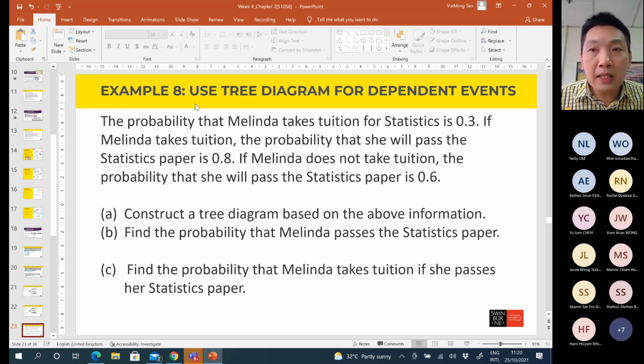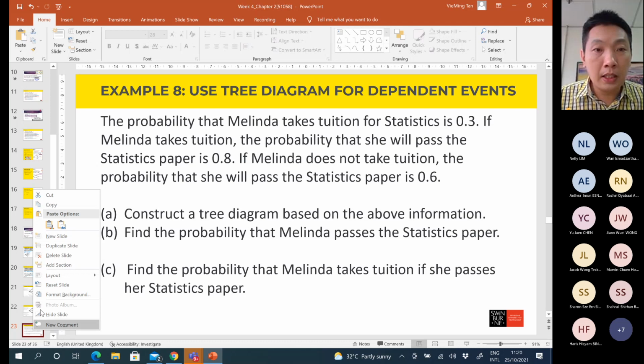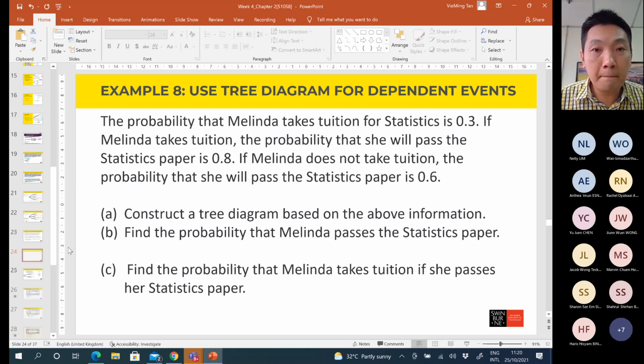The probability that Melinda takes tuition for statistics is 0.3. Okay, what's the meaning of this sentence? That means the chance for Melinda to attend statistics tuition is 0.3. So that means the chance for Melinda not attending the tuition is 0.7. That is the meaning.